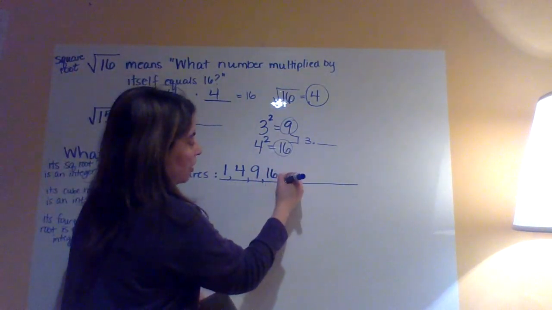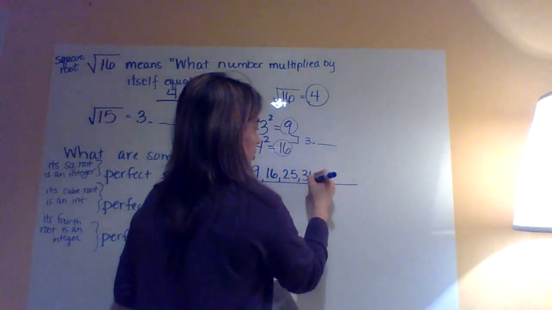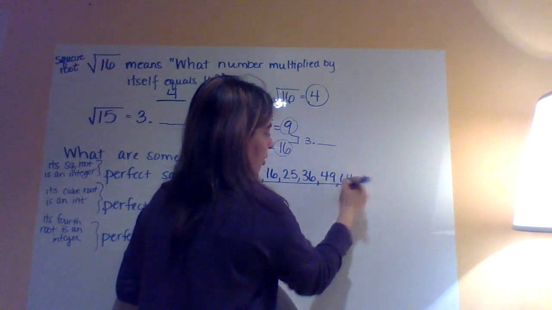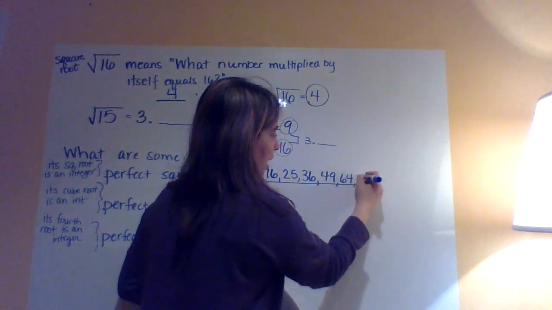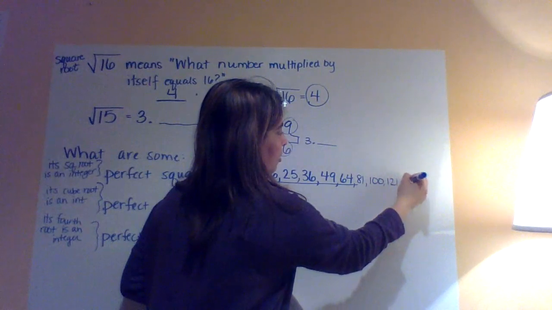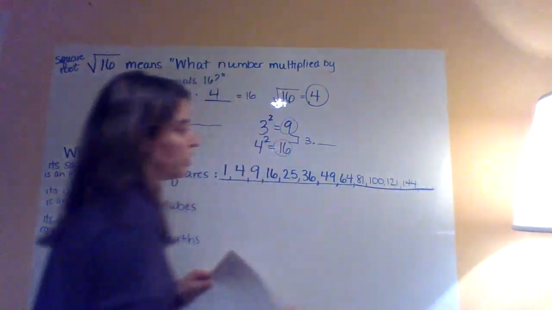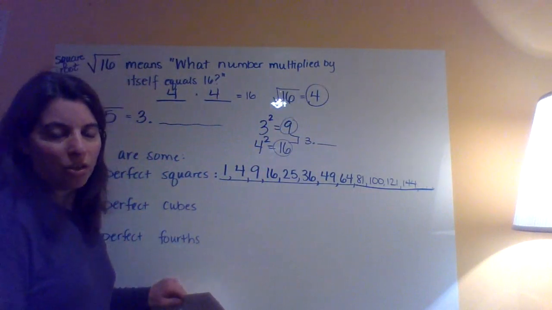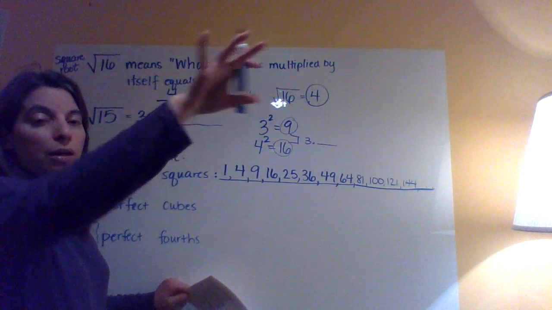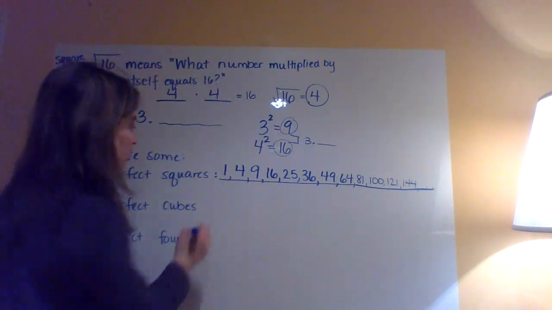4 times 4 is 16. 5 times 5 is 25. 6 times 6 is 36, etc. Okay, I'm going to go up. So here's 7 squared, 8 squared, 9 squared, 10 squared, 11 squared, 12 squared. Is that the end of the perfect squares? No, right? There are an infinite number of them. I could take 836 million and square it, and whatever huge number I get would be a perfect square. They go on forever.